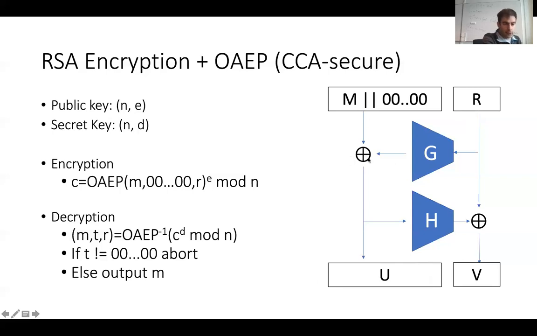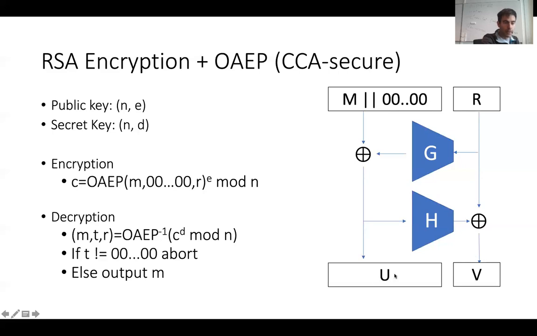You also take this output of XORing the expanded randomness with the message, and you give it as input to H. H is a function that takes a long input and shrinks it down into a shorter output. Then you XOR this with R, and you call this V. So this is a very nice structure, which is invertible. And maybe this is a good exercise for you if you want to think about why this is invertible. If you have U and V, how can you retrieve M, the zeros and R?